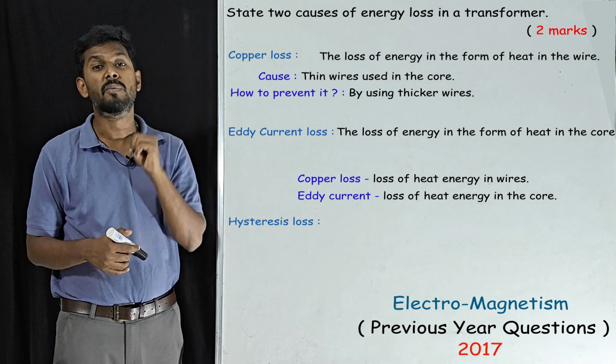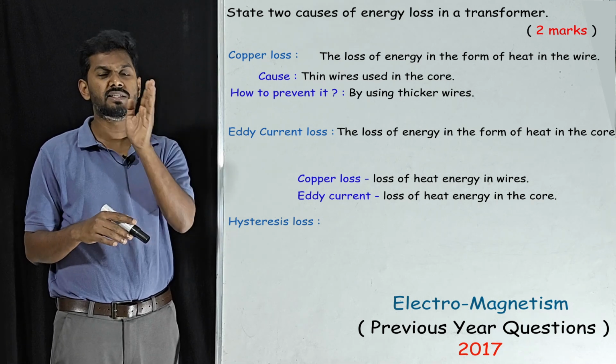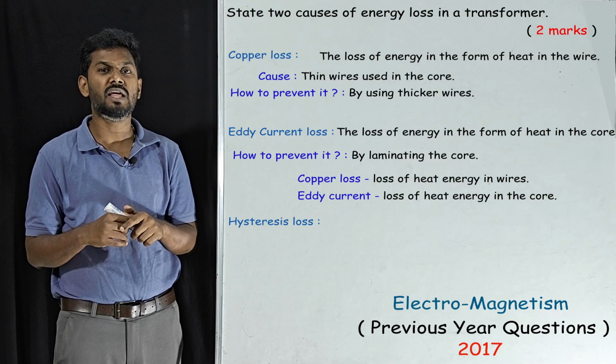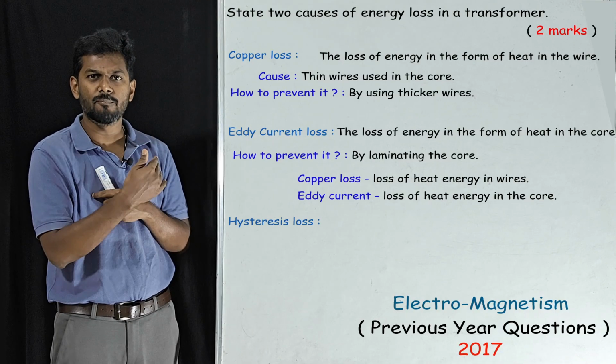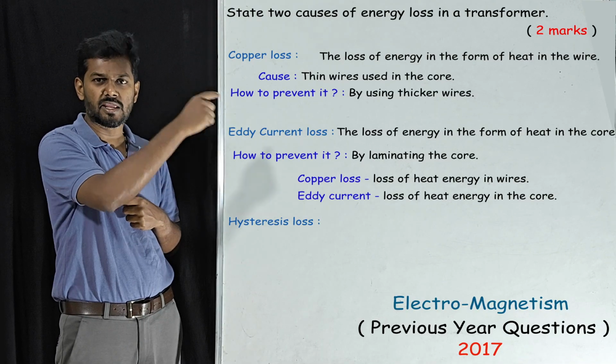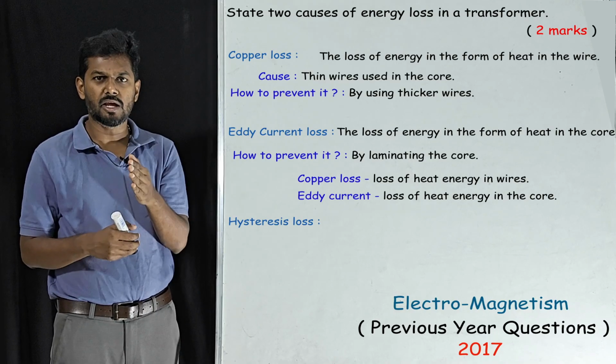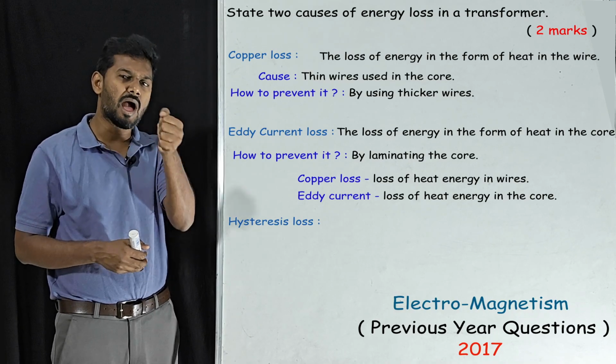How can we minimize it? It is easily minimized by laminating the core. What is the core area? The complete primary and secondary, we call it the core. So if we laminate it, this eddy current loss can be avoided.